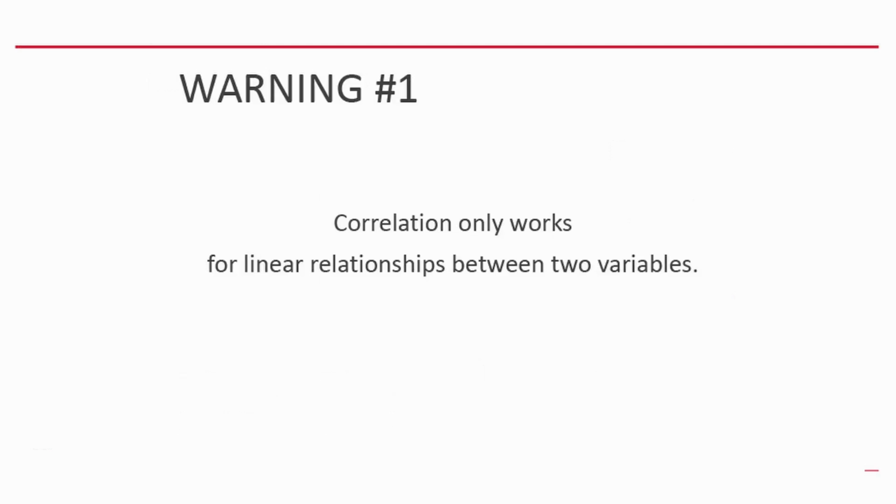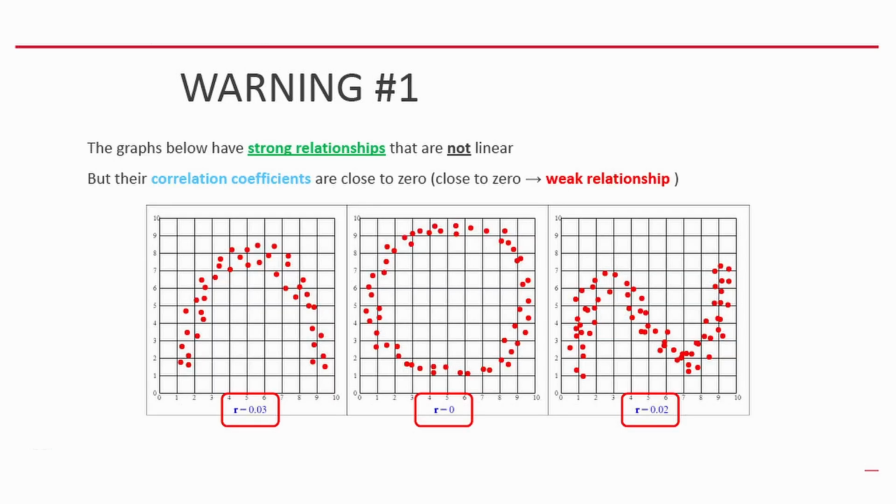Okay, so now before we get into using correlation, some words to the wise. I said that this only works for linear relationships, and I don't mean that you can't calculate this for other variables that aren't linear. What I mean is that if you do, it won't tell you what you think it'll tell you. And let me show you some examples of why.